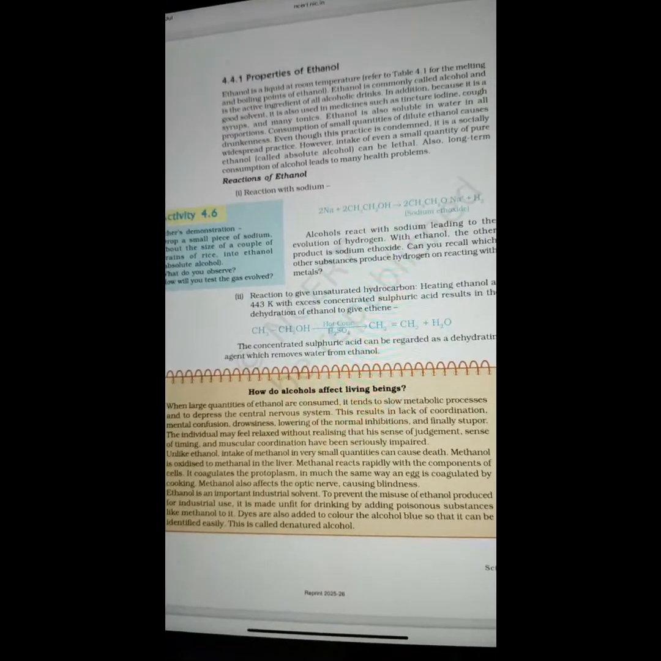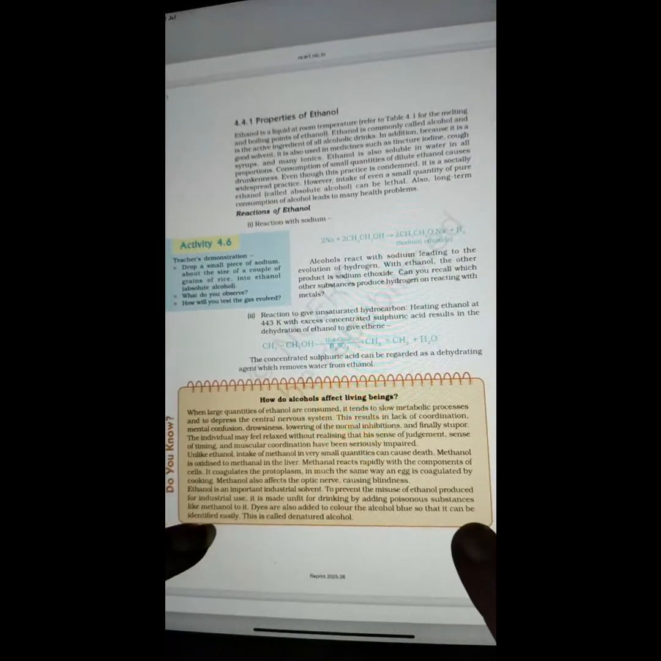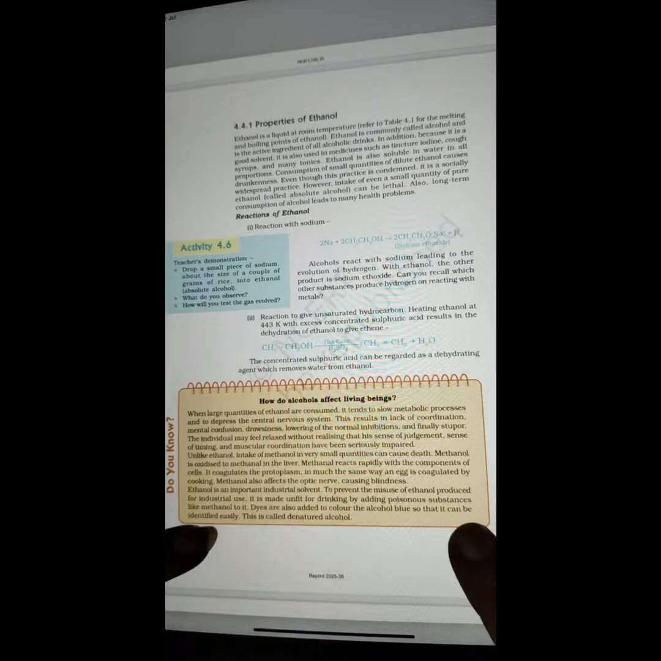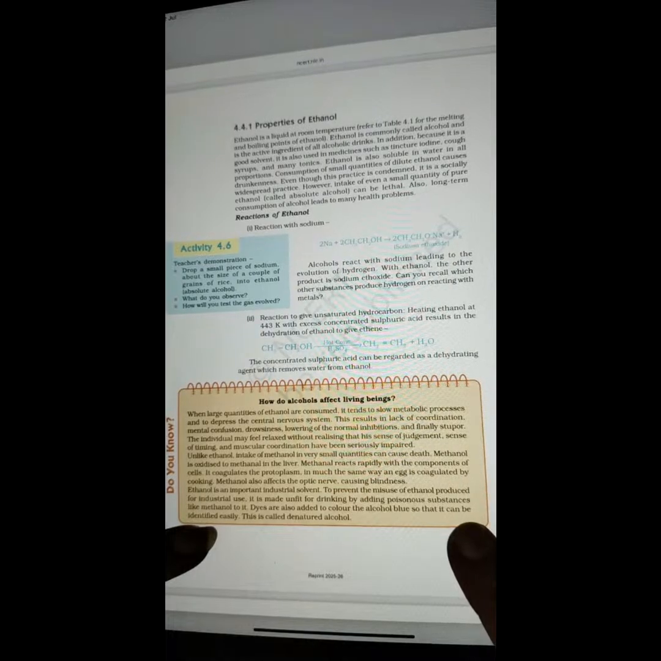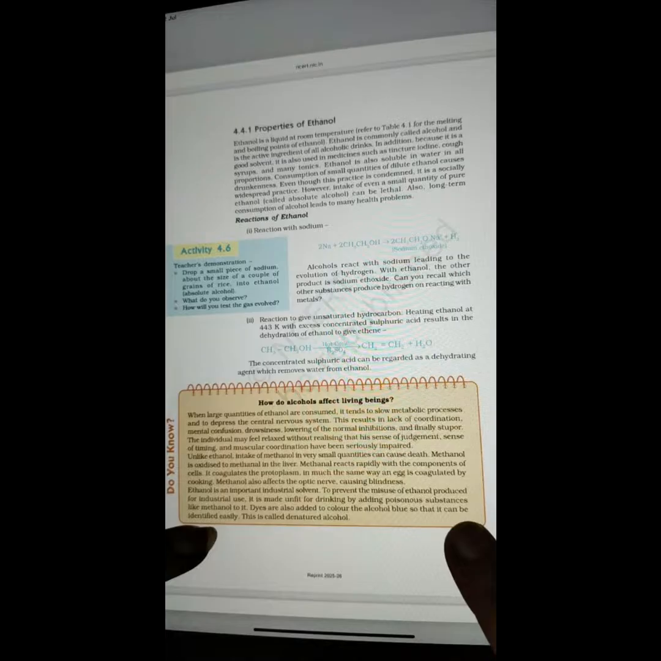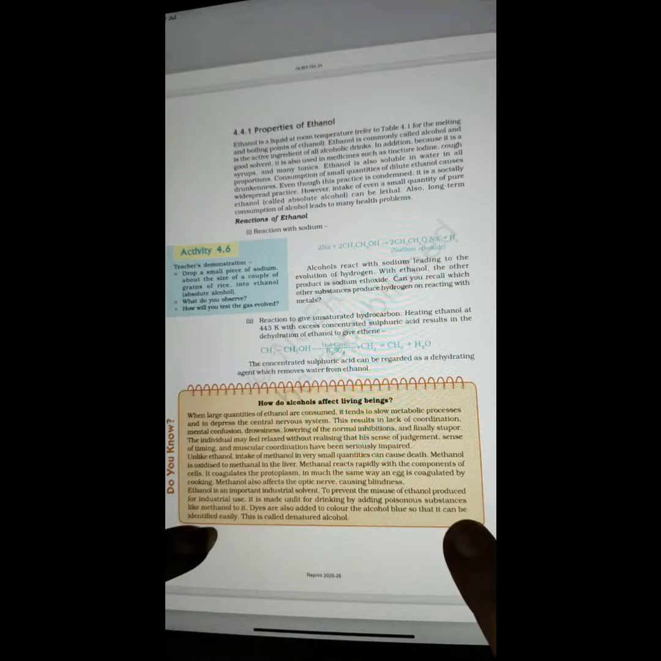Now this block which is given at the base. When large quantities of ethanol are consumed, it tends to slow metabolic processes and to depress the central nervous system. This results in lack of coordination, mental confusion, drowsiness, lowering of the normal inhibitions, and finally stupor. The individual may feel relaxed without realizing that the sense of judgment, sense of timing, and muscular coordination have been seriously impaired. Unlike ethanol, intake of methanol in very small quantities can cause death.